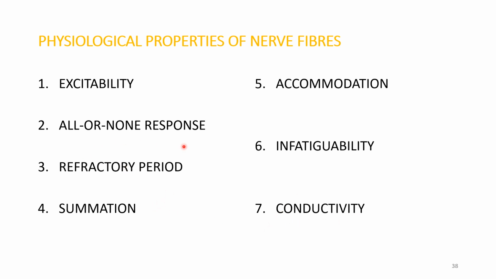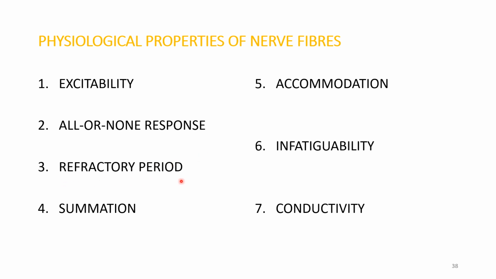Then coming to all-or-none response. When stimulated, the nerve fiber either shows a response or it doesn't show a response. That is the all-or-none phenomenon. So, there may be 0 response or 100% response. There is nothing between the 0 and 100%. That is all-or-none response.